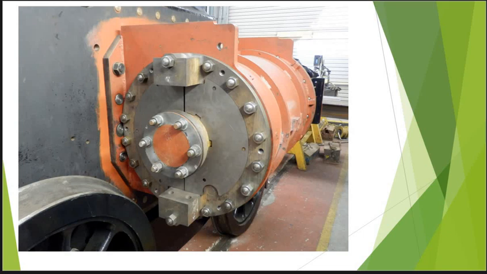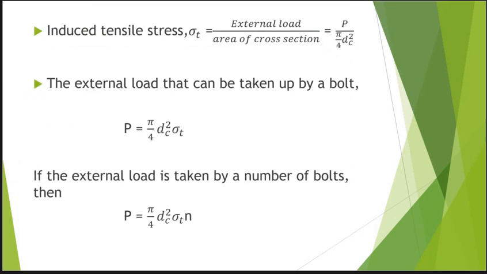So in this case, we can see that the total load is shared by more than one bolt. Here 10 or 12 bolts are used to carry the force exerted by the steam. Under that condition, we can use this formula for the external load taken by a number of bolts. If there are n bolts, then the maximum load that can be taken by those n bolts is P equal to pi by 4 dc square into sigma T into n.